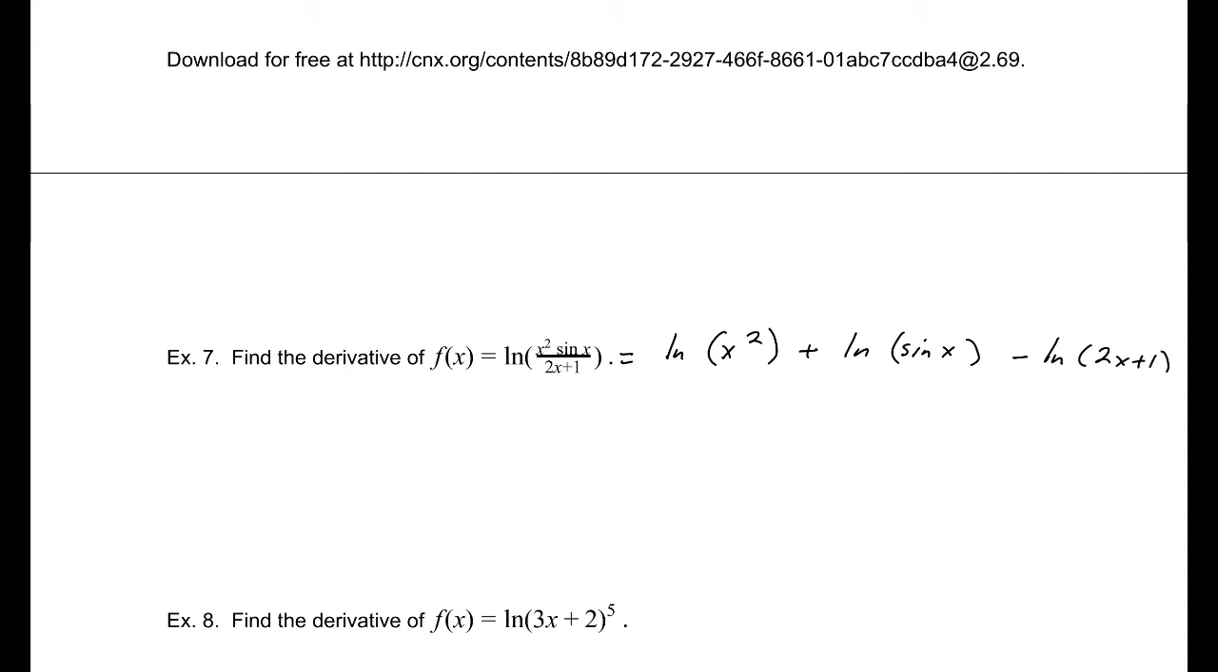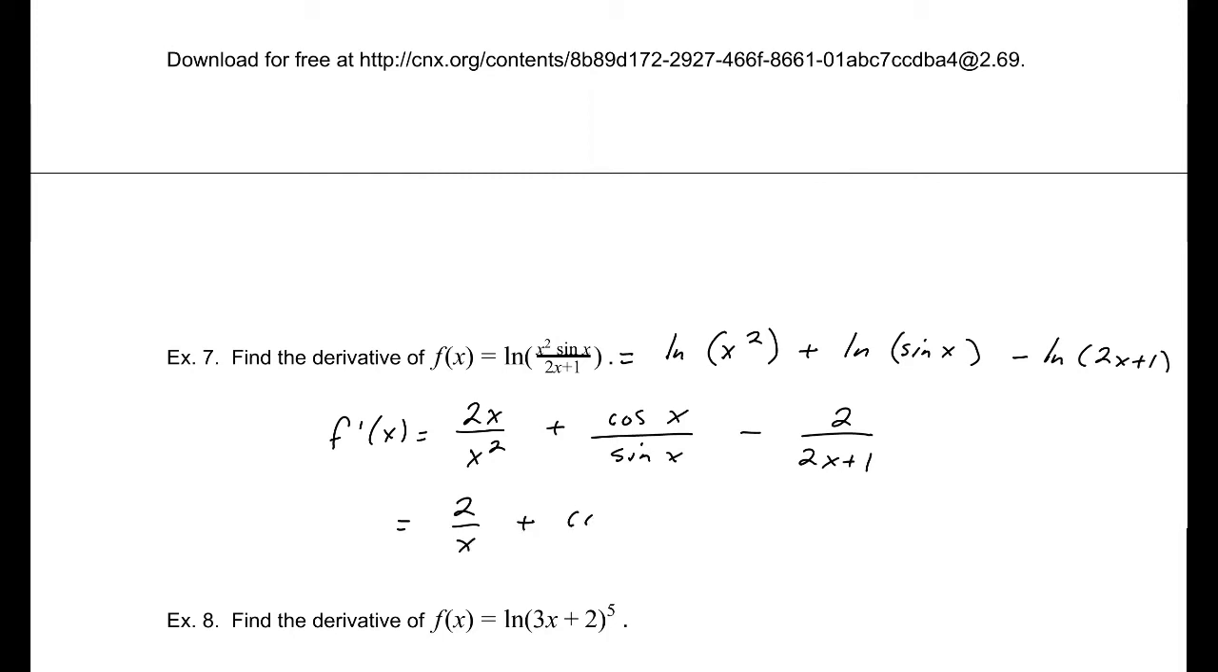So the derivative of each term there would be, in this case, 2x over x squared plus cosine x over sine x minus 2 over 2x plus 1. Now that can simplify just a bit, and we can make this 2 divided by x plus cotangent x minus 2 over 2x plus 1. And there we have our derivative.